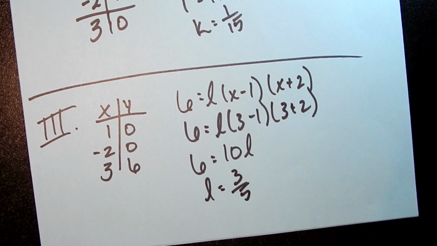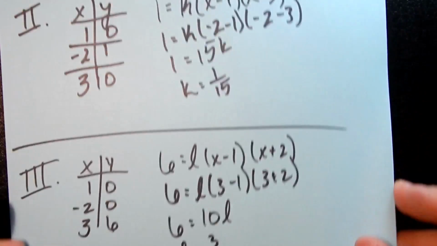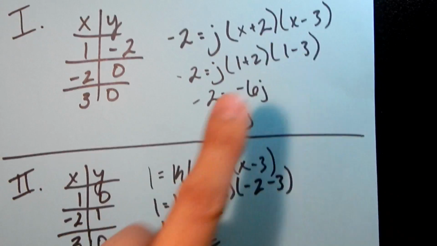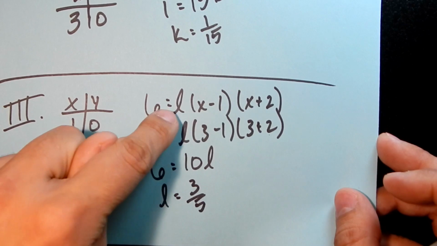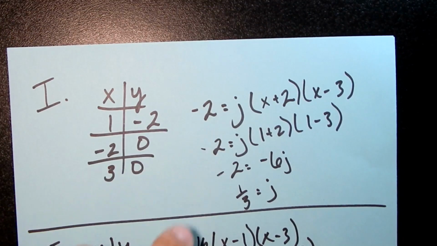Now, how do we use all of this? We've found a bunch of information about these polynomials that we're going to be using. So there's this guy, and there's this guy, and then there's this guy. Those values that we found, we're going to substitute in for J, K, and L.